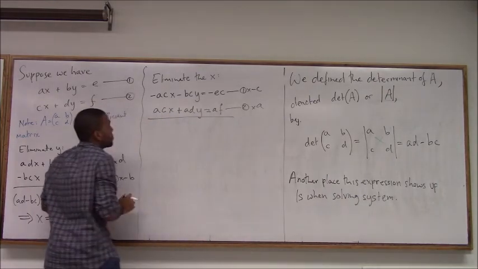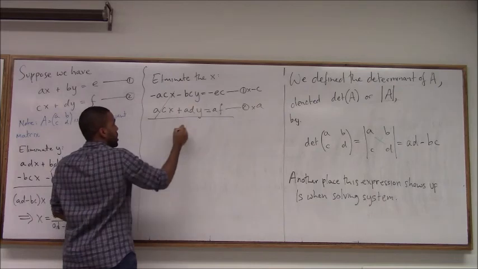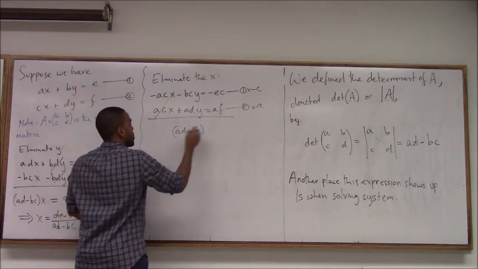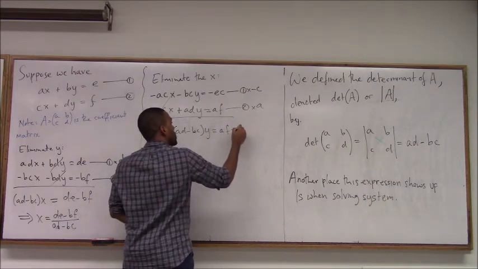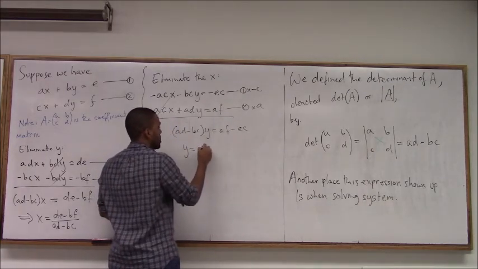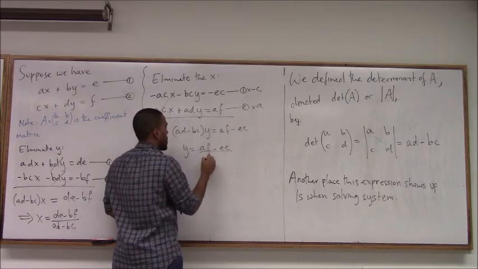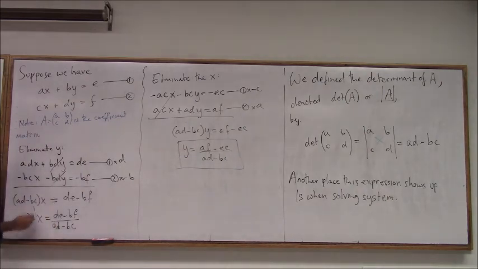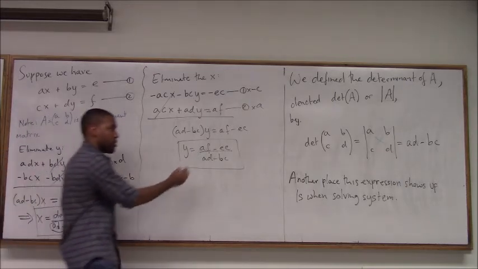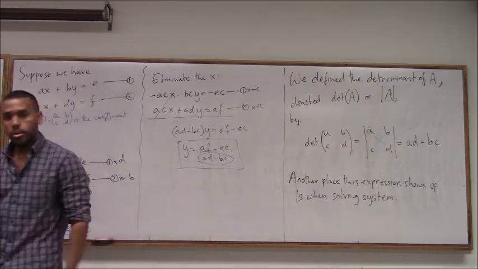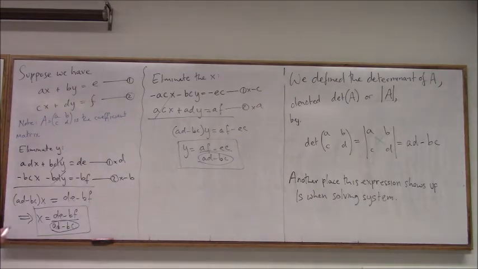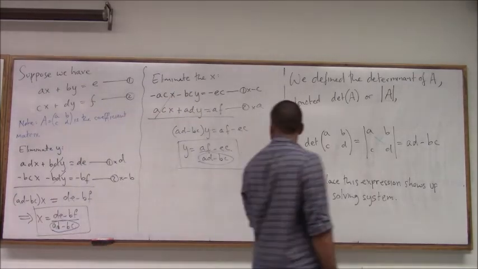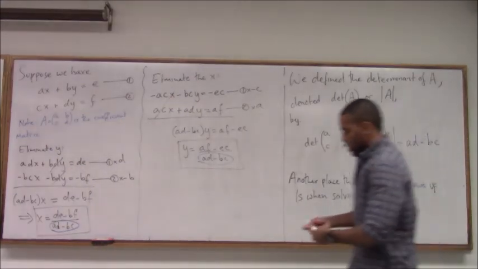Now I add these two. The x terms die. Here I have (AD minus BC) times y equals AF minus EC. And so my y is equal to (AF minus EC) over (AD minus BC). So to solve this 2 by 2 system, I can get these fractions. Notice that the denominator of these fractions is a familiar expression. It turns out to be the volume of the parallelogram spanned by the row vectors. Very interesting that this showed up again. Now, note the following.